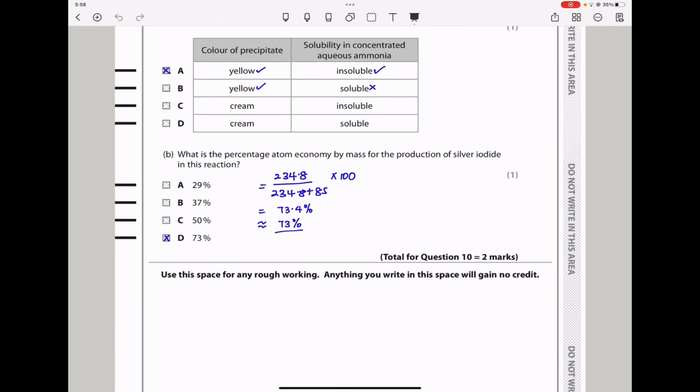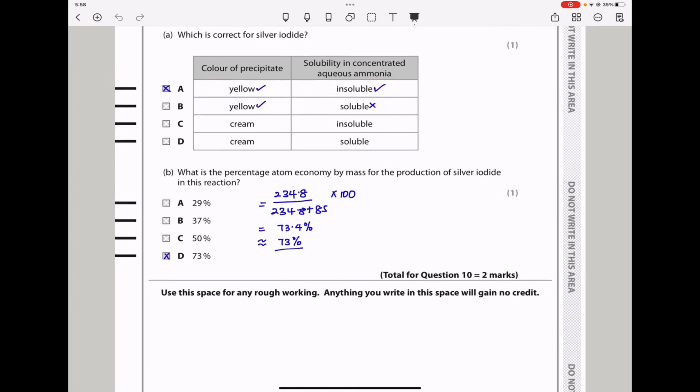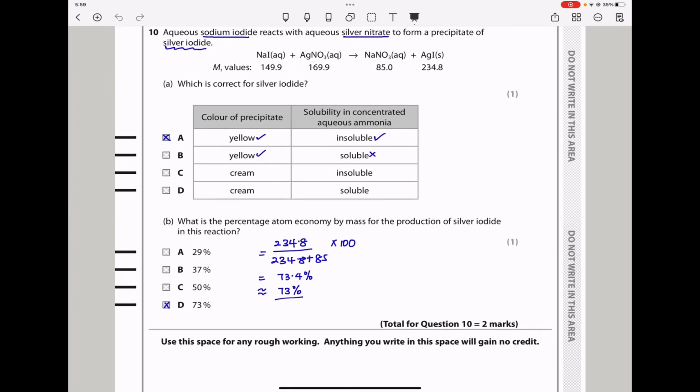What is the percentage atom economy by mass for the production of silver iodide in this reaction? You have to look at the product here. This is the product, so we have to consider the molar mass of the product. To calculate the percentage atom economy, we will use the molar mass of silver iodide divided by the molar mass of both products times 100, or you could use the molar mass of this divided by the molar mass of both reactants times 100. You still get the same answer, which is 73.4%, and the approximate answer is 73%.